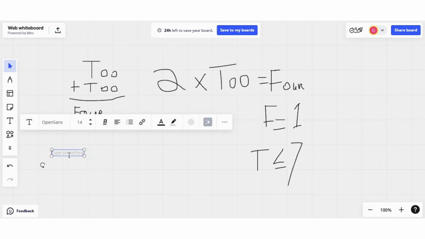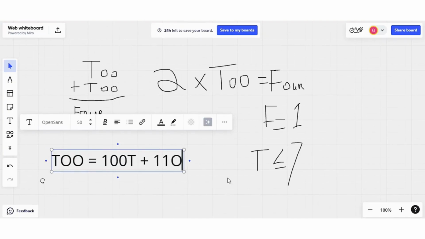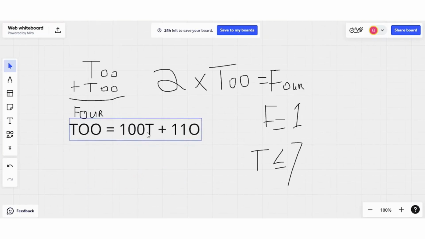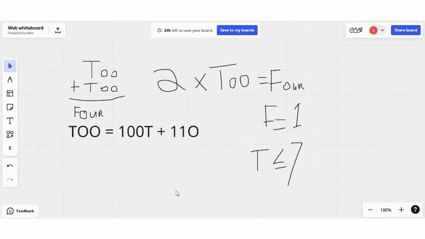So it could be something like 2 equals to, basically we have 100t plus 11 O's. 100t plus 11 O. So that's how you can represent basically 2. So keep that on one aspect of your understanding, right?